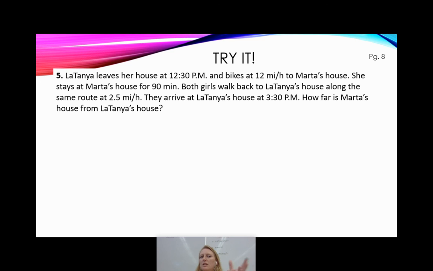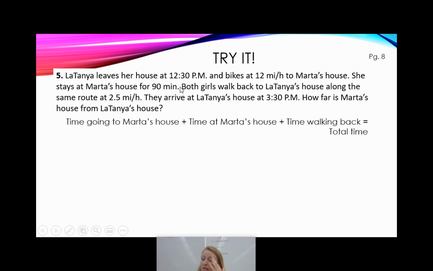So again, I was looking at this from the perspective of time, right? Because time, I know the time. Time going to Martha's house plus the time that she was at Martha's house plus the time walking back equals our total time. I have a lot of information about the time. We also know from what we were doing earlier that time equals distance divided by rate. So if I'm talking the time going to Martha's house, I know that the distance, actually, I don't know the distance. That's what I don't know.